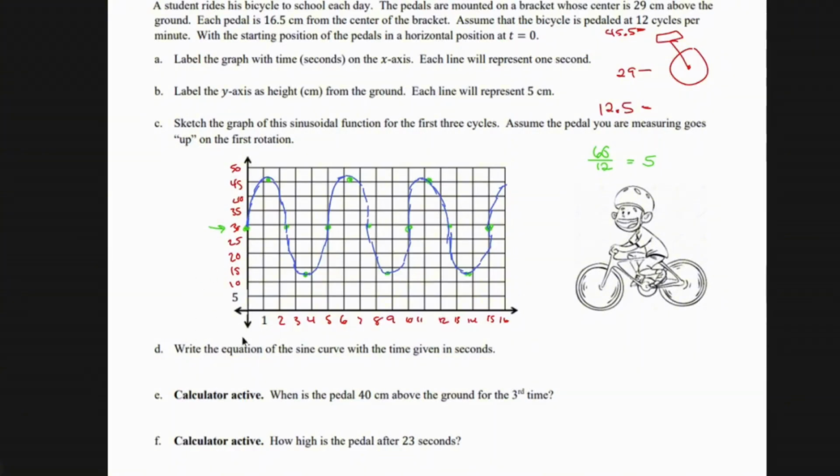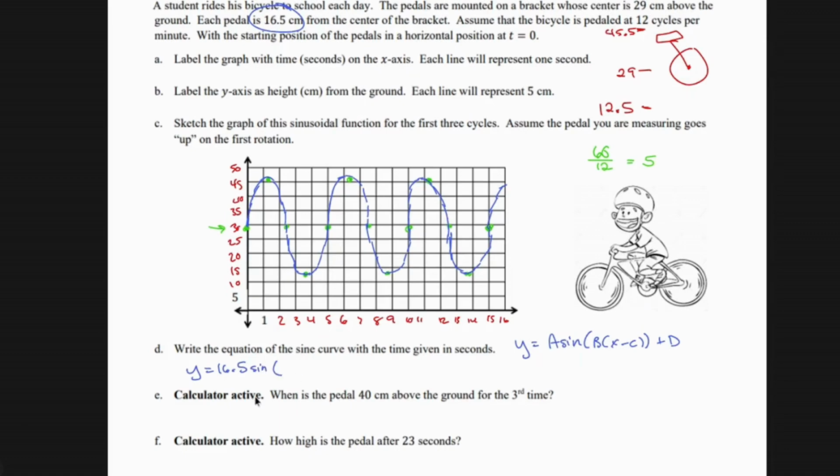Write the equation of the sine curve with the given time in seconds. All right, so what we know is if this is a sine function, y equals a sine(bx minus c) plus d. My amplitude is already given to me by the fact that it tells us it's 16.5. So right now I have y equals 16.5 sine.